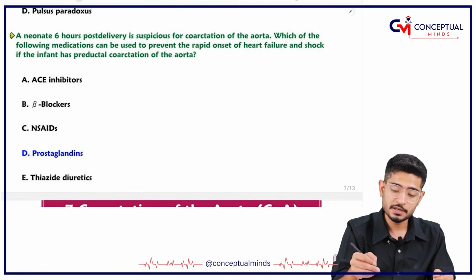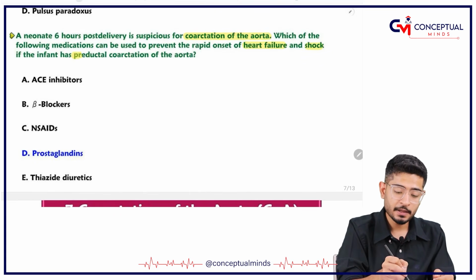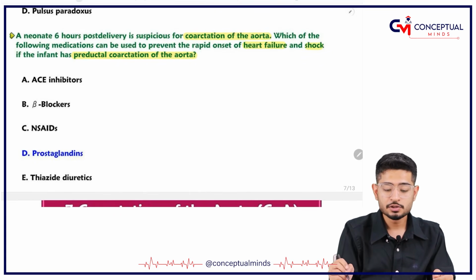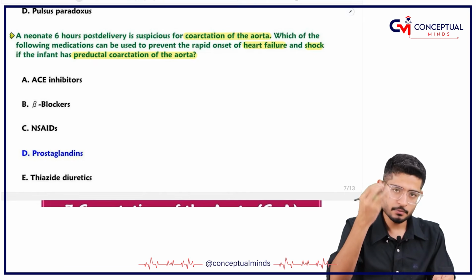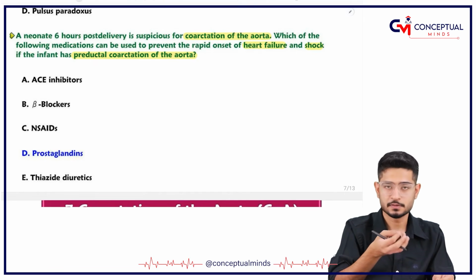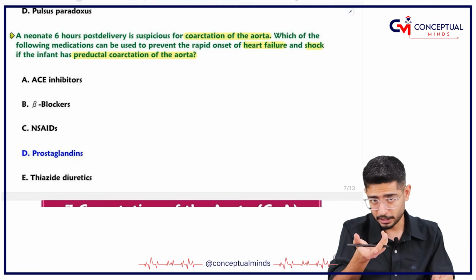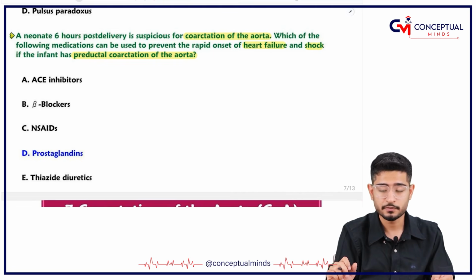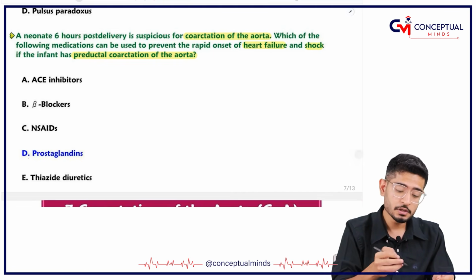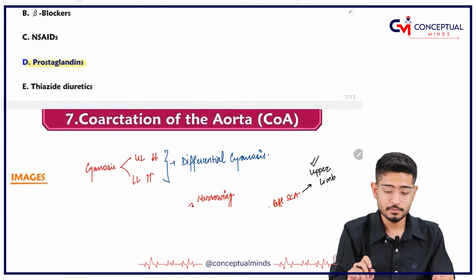Now if a patient with coarctation of aorta is presenting to you with heart failure, with shock, and has a pre-ductal coarctation, what will you do? If it's pre-ductal, you just want the ductus to be open, so that even if a small amount of blood is going to the arch of aorta from the ductus arteriosus, let it go. That's why we give prostaglandins to make it patent.